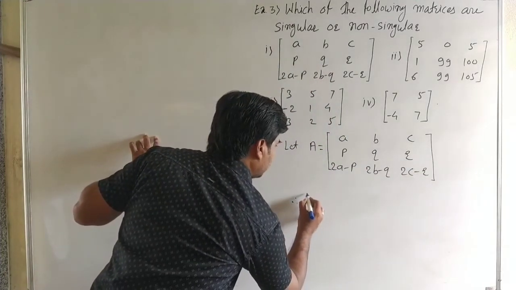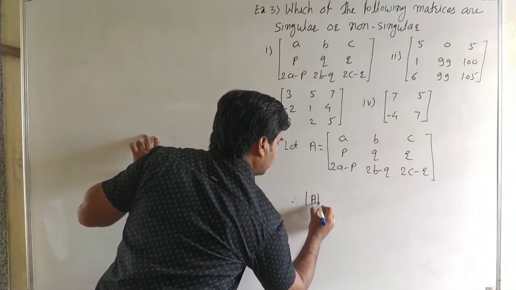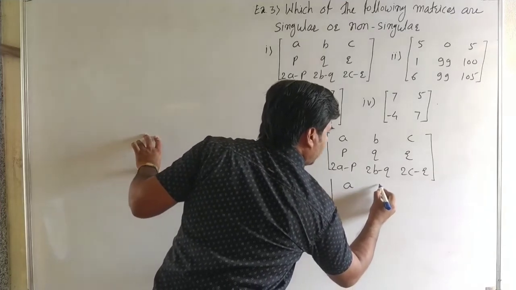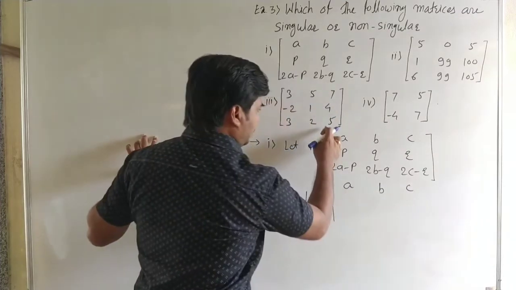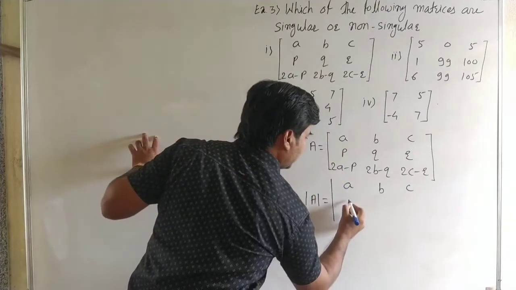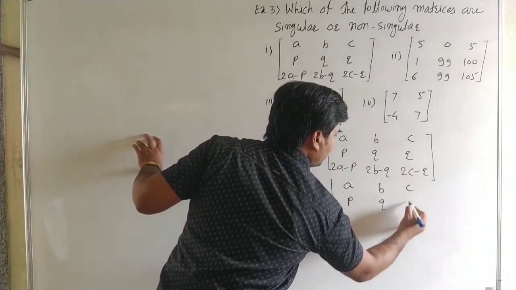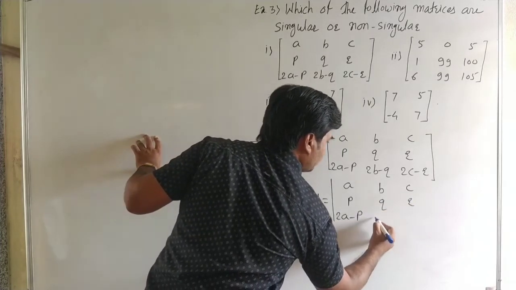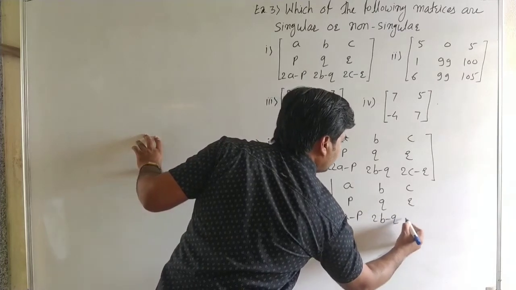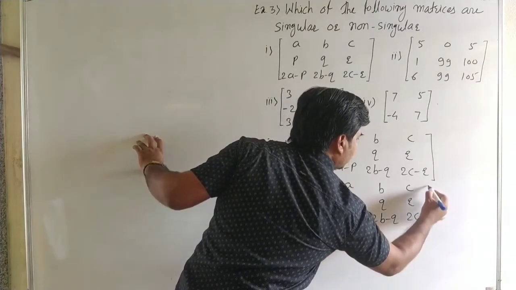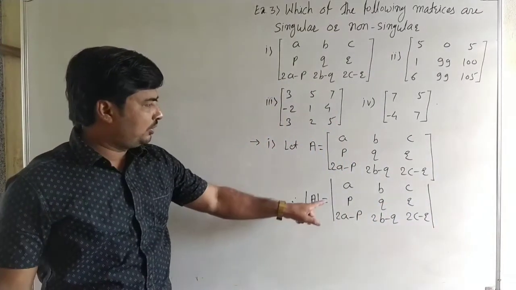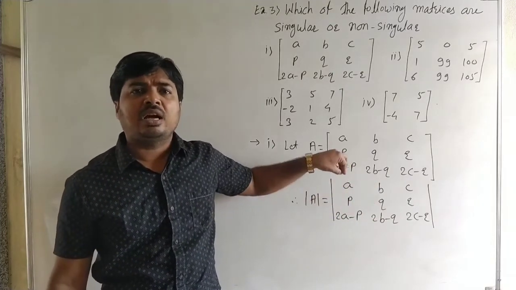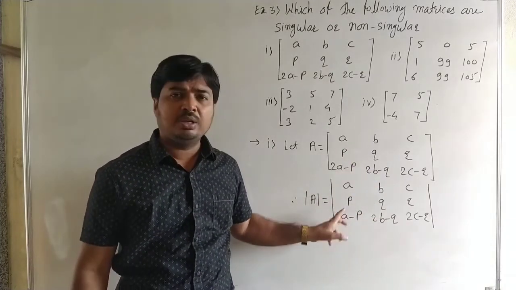Therefore this can be written as the determinant of A is equal to the determinant of, again the same, A, B, C; P, Q, R; 2A minus P, 2B minus Q, and 2C minus R. It is a notation for the matrix and it is a notation for the determinant. Here these are arbitrary constants: A, B, C and P, Q, R.